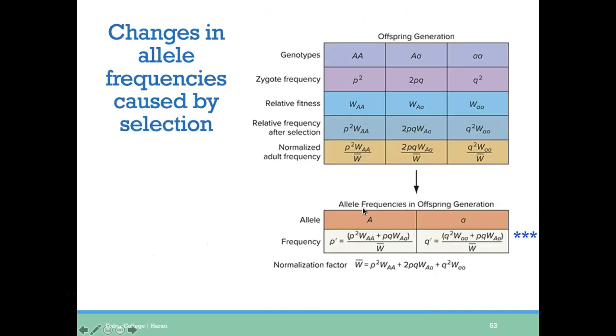So here we can look at the final box, right? So this is the summary of what we just showed. The new p value after selection, right? You would have to take into consideration the fitness of p squared, the fitness of the heterozygotes, and then divide that by the mean fitness. Right, same thing. The new Q after one generation of selection will change by this expression. And the normalization factor, you would have to add up the genotype frequencies times each of their relative fitness values.